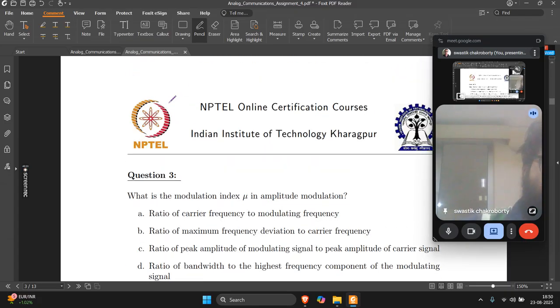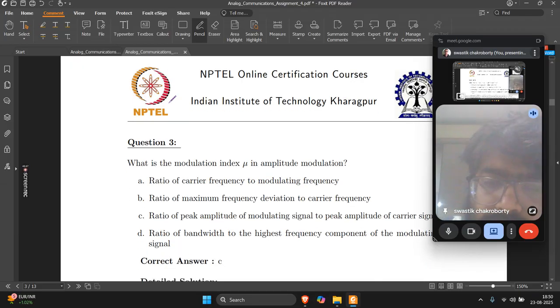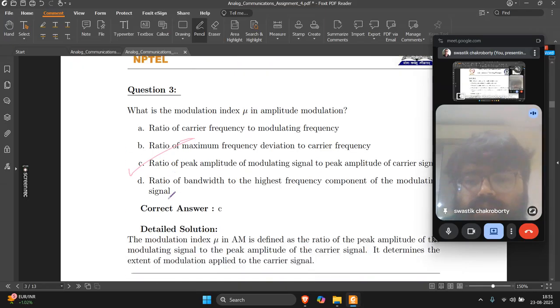What is the modulation index in amplitude modulation? The ratio of carrier frequency to modulating frequency, the ratio of maximum frequency deviation to carrier frequency, the ratio of peak amplitude of modulating signal to peak amplitude of carrier signal, or the ratio of bandwidth to the highest frequency component of the modulating signal. Here, of course, it's not frequency. Amplitude modulation is defined by its amplitude. So frequency and bandwidth options are wrong. The only correct answer is option C, the ratio of the peak amplitude of modulating signal to the peak amplitude of the carrier signal. That is your correct answer.